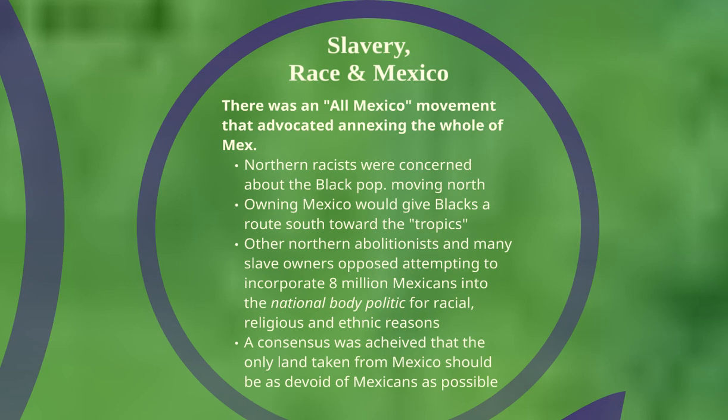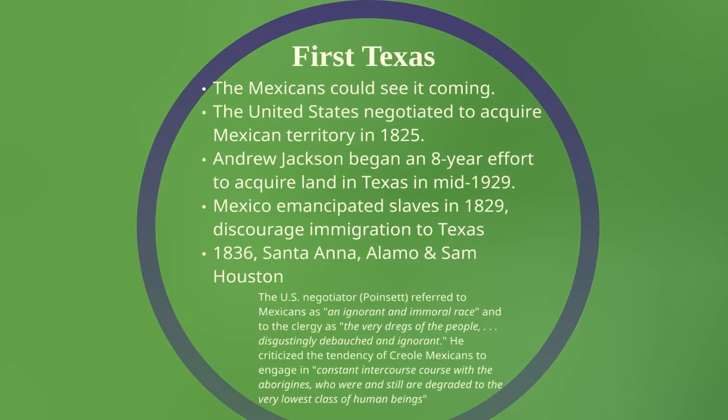So, if you feel that there's a lot of bigoted and ethnocentric rhetoric going on right now against immigrants from the South, particularly against Mexicans, realize that it's not new. It's been around for a while. And so the first goal was Texas. Mexicans could actually see it coming. The United States negotiated to acquire Mexican territory in 1825. Andrew Jackson began an 8-year effort to acquire land in Texas in the mid 19.